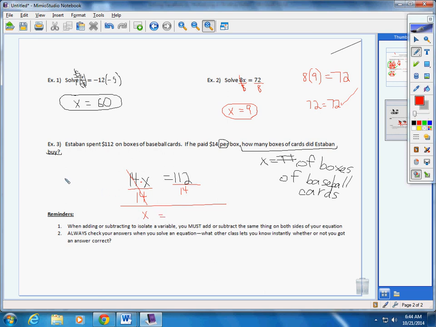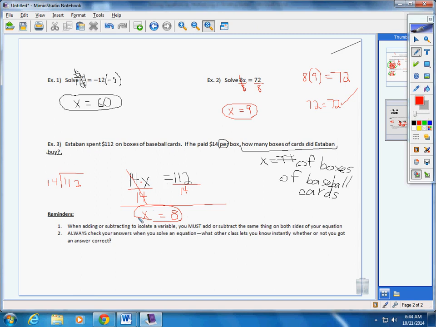And, long division time. 112 divided by 14, that didn't help me much. You're going to have to believe me when I say x equals 8. Okay, x equals 8 boxes of baseball cards.